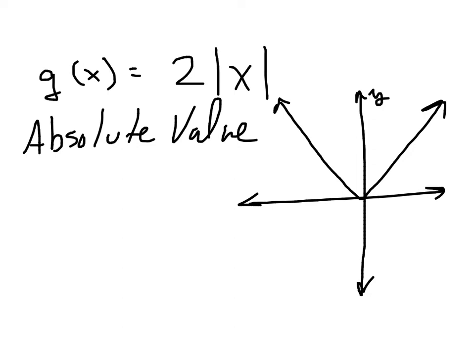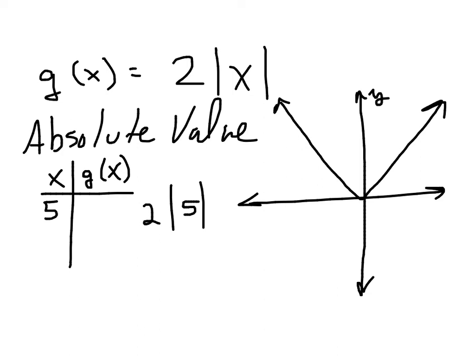So let's try this table of values technique. Zane, give me a number. 5. If I put it into my problem, I'd have 2 times the absolute value of 5. What's the absolute value of 5? 5, and what's 2 times 5? 10. Nope, the absolute value, remember, is the distance from 0, so because it's a distance, it's always going to be a positive number that we're looking for.